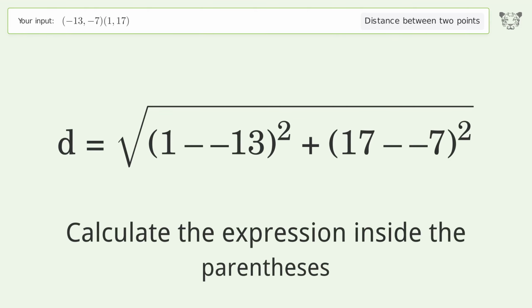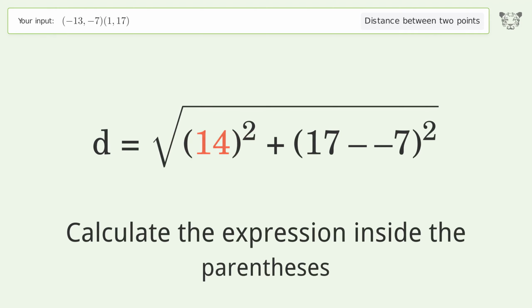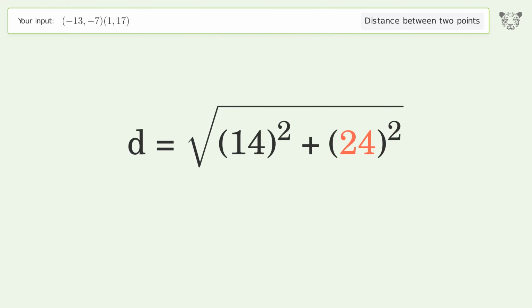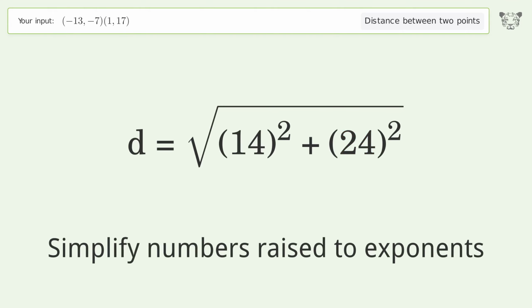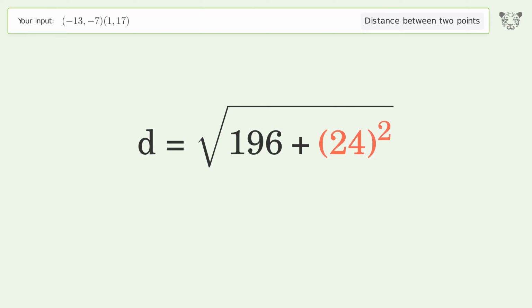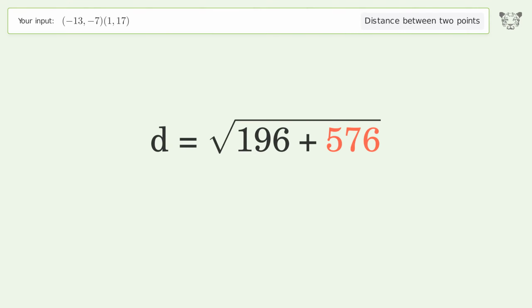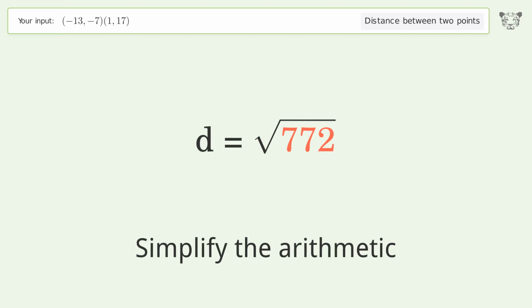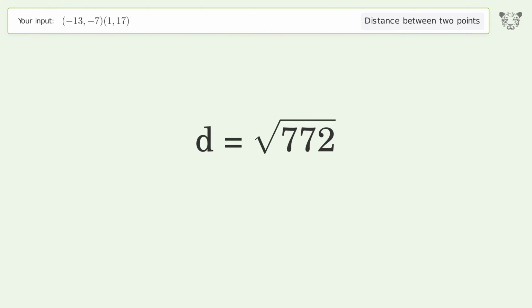Calculate the expression inside the parentheses. Simplify numbers raised to exponents. Simplify the arithmetic. And so the distance between the 2 points is the square root of 772, or 27.785.